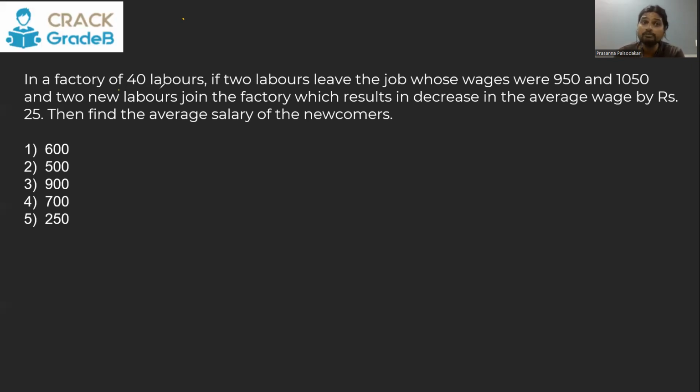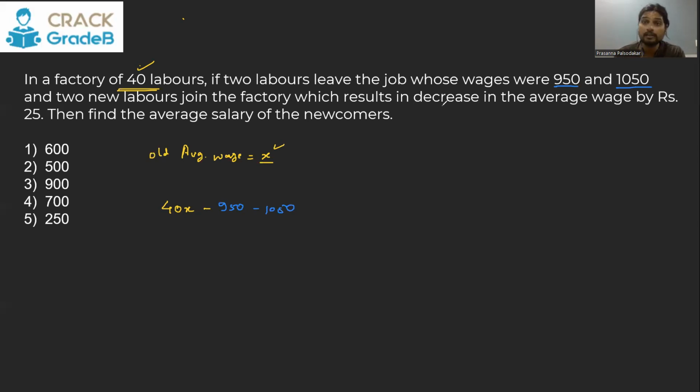So we don't know the old wage of those 40 laborers. So let's say the old average wage is X. So 40 laborers whose average is X, their sum is going to be 40 times X, average into number of people. Now, out of these, 2 people are leaving whose wages are 950 and 1050. So from this old sum, you have to subtract 950 and 1050 to obtain the new sum.